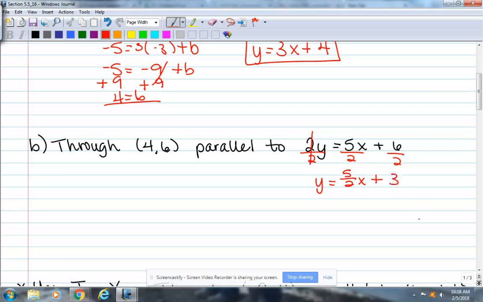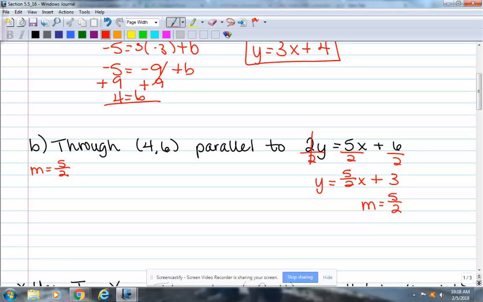5/2x plus 3. So there's their equation in slope-intercept form: y equals 5/2x plus 3. And what's their slope? 5/2. So if their slope is 5/2, and our line needs to be parallel to that line, what does our slope need to be? 5 over 2. And we're not going to cry over a fraction, y'all. It's going to work out okay.